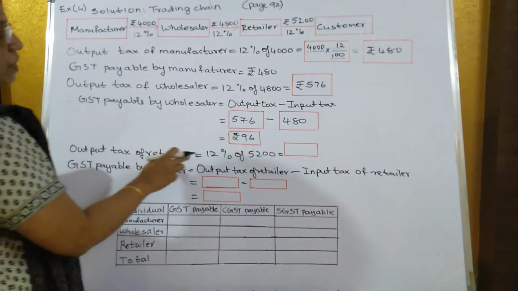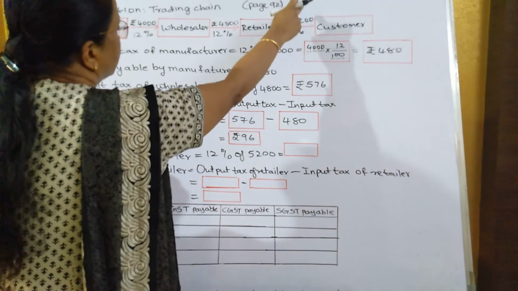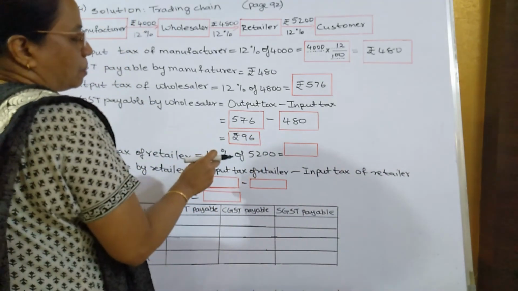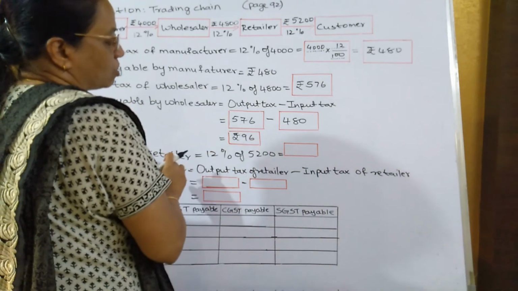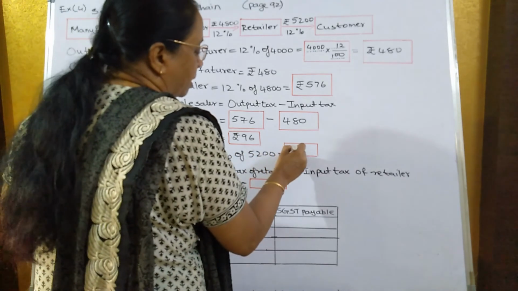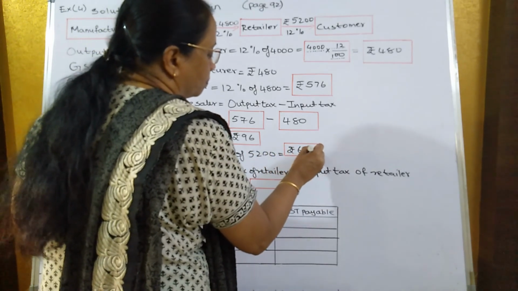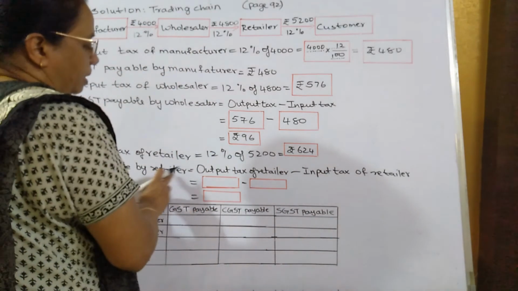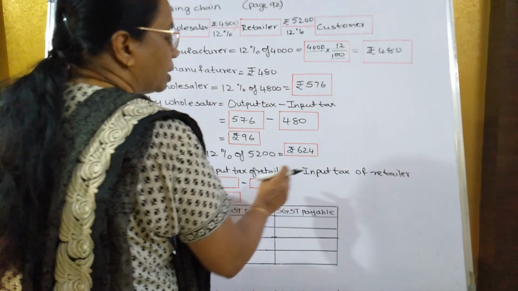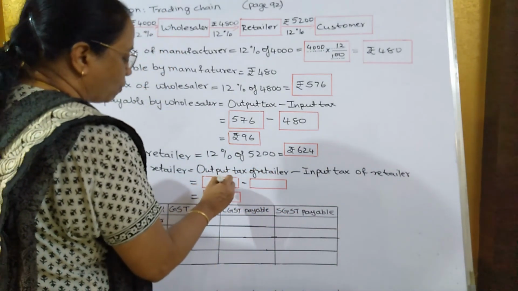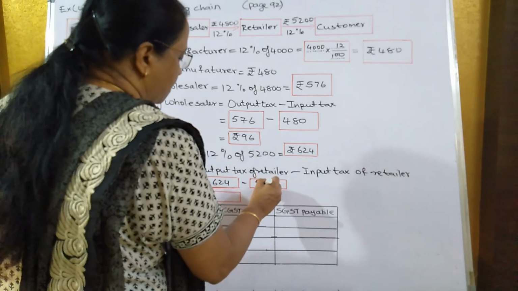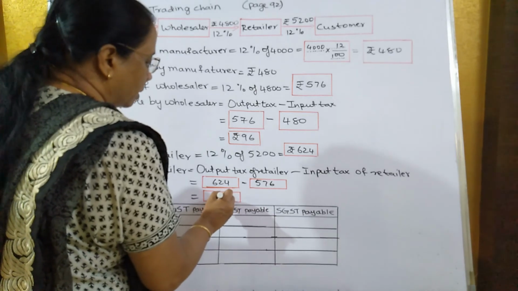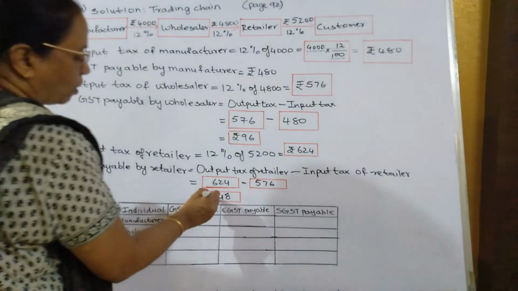Now output tax of the retailer. 12% of 5,200. So when you calculate 12 upon 100 into 5,200, you will get 624. So the GST payable by the retailer is the output tax of the retailer minus the input tax of the retailer. That is 624 minus 576. That is equal to 48. So that's equal to rupees 48.